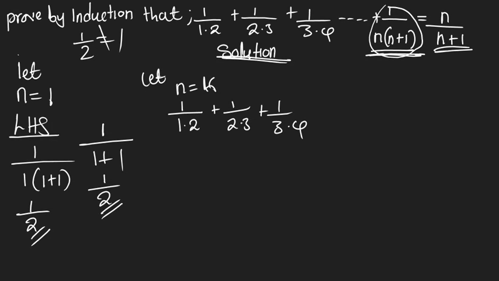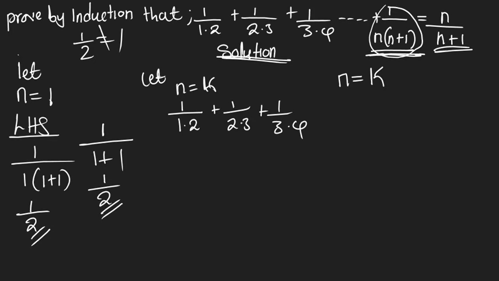Can someone tell us the next step that we are supposed to use? The next step we're supposed to use is what? n must equal what? k.